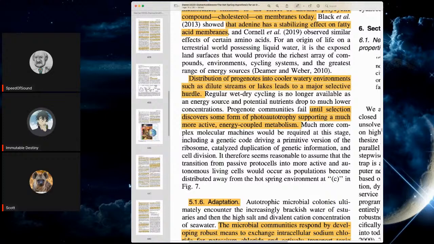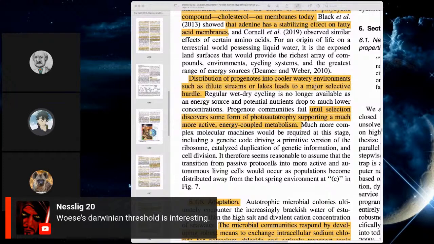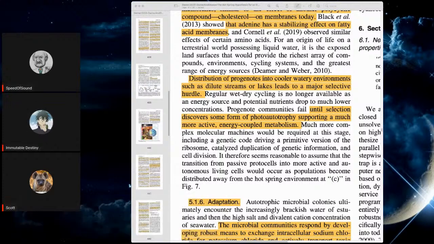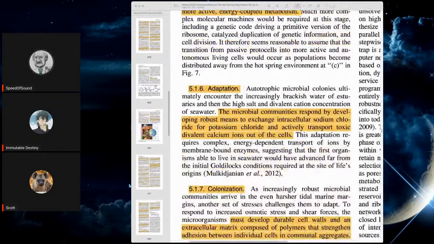Much more complex molecular machines would be required at this stage, including a genetic code driving a primitive version of the ribosome, catalyzed duplication of genetic information, and cell division. It therefore seems reasonable to assume that the transition from passive protocells into more active and autonomous living cells would occur as populations become distributed away from the hot spring environment at C in Figure 7.